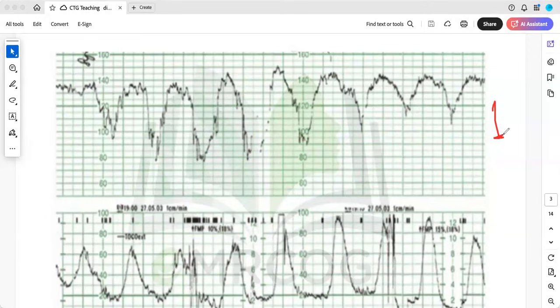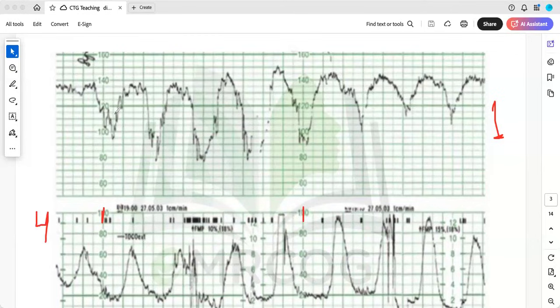What is the other problem? The other problem is that I have a variable repetitive deceleration. What is the meaning of repetitive? Repetitive, my friend, means more than 50% of contractions. What is the meaning of that? I'll tell you. Do you remember when we said here that in 10 minutes there were 4 contractions, right? So I have 4 here.